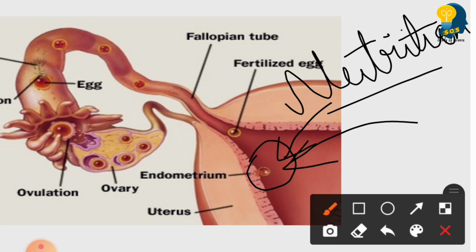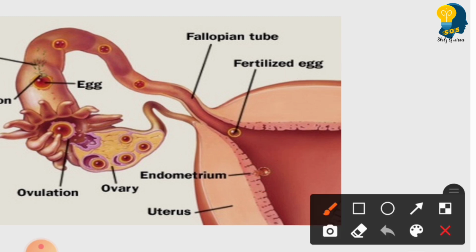For the growth and development of its body, it needs nutrition. Let's understand this in detail now. So, as you all have a clear picture of the implantation of the embryo on the wall of the uterus.